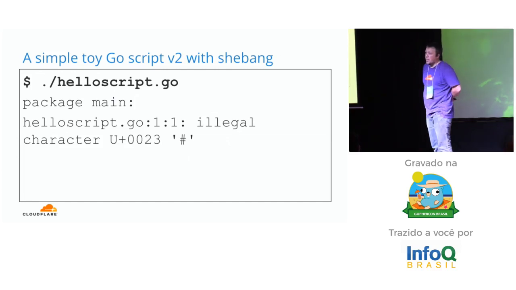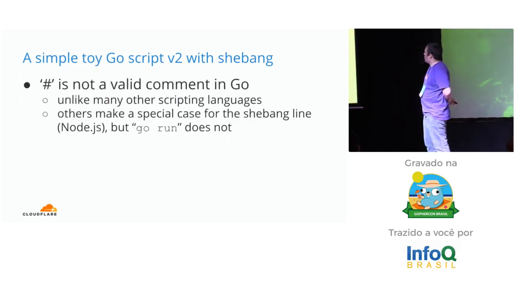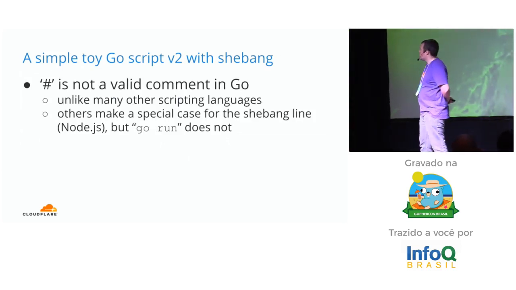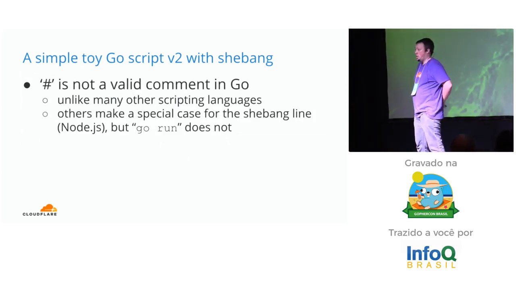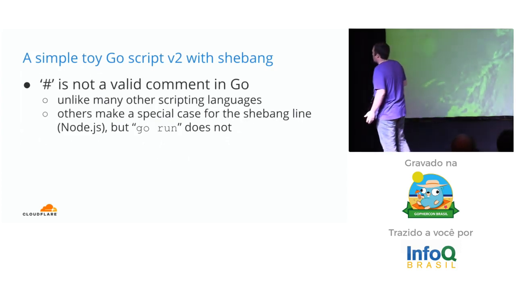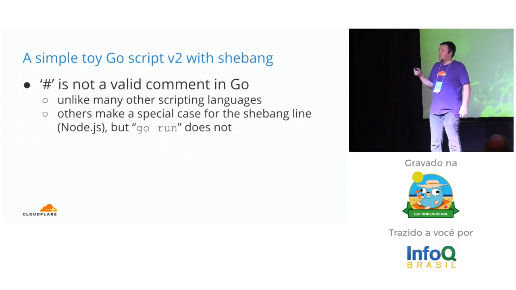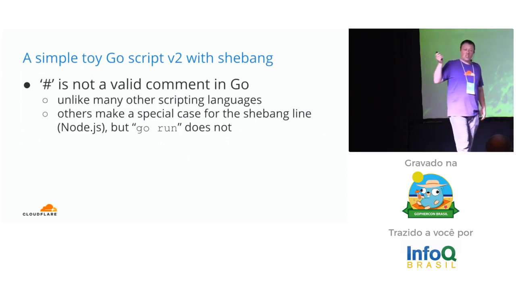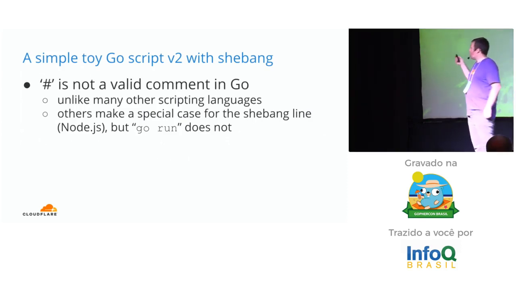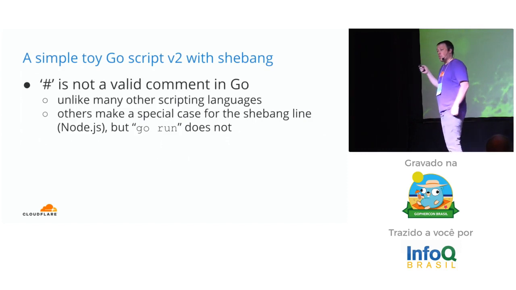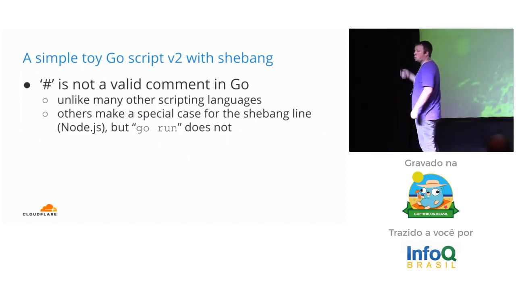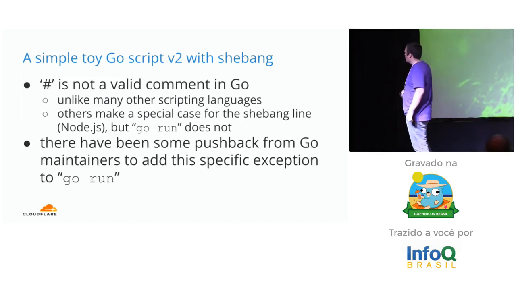So what happened here? The problem is, unlike other scripting languages, hash is not a valid comment in Go. On the contrary, it is a comment in Python, it is a comment in Bash, right? And it even works in Node.js for JavaScript, although hash is not a valid comment for JavaScript. But Node.js made a special exception just for the shebang line that ignores the first line with a hash. But go run doesn't make that exception.